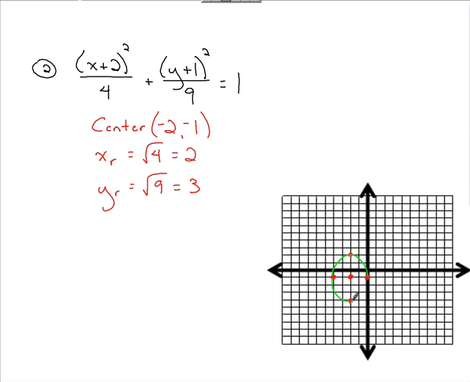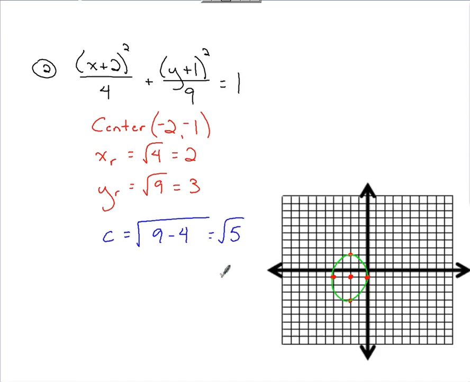Just like the last one, I want to acknowledge the focal points as well. So if we let C represent that distance for our focal radius, C is going to equal the square root of, just taking my denominators here, taking the large one, subtracting the small one, 9 minus 4, get the square root of 5. If I approximate the distance for the square root of 5, it's going to be greater than 2, less than 3, right?